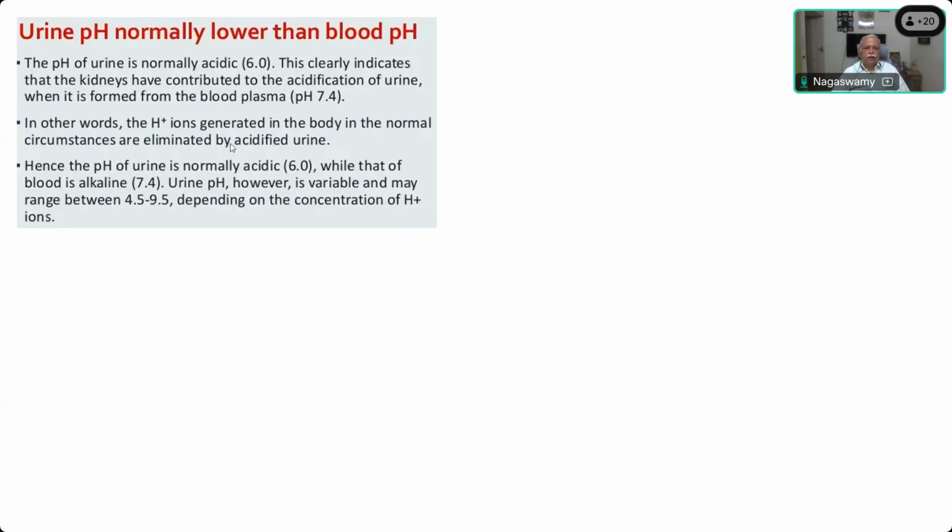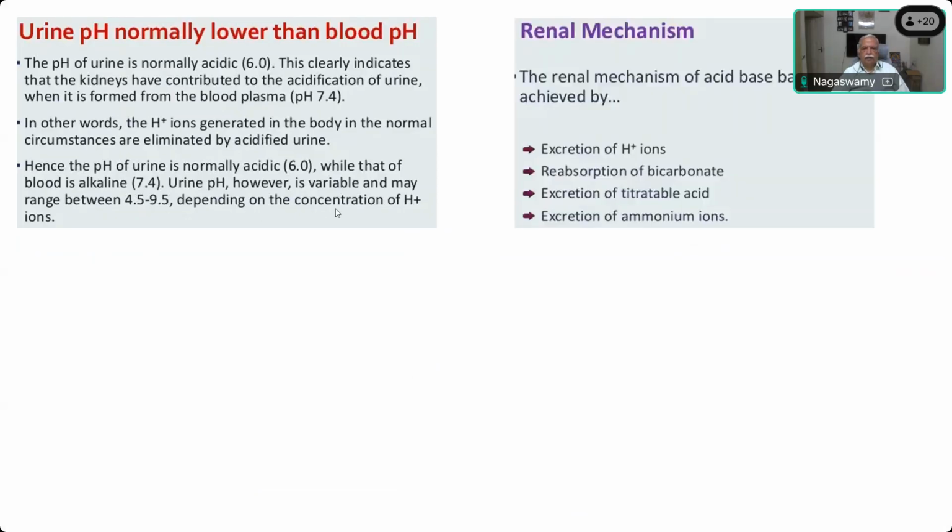So in other words, hydrogen ions generated in the body under normal circumstances are mainly eliminated by acidification of the urine. And hence the pH of urine is normally acidic, while that of blood is alkaline. Urine pH, however, is variable and may range between 4.5 to 9.5 depending on the concentration of hydrogen ions. The main mechanisms by which the kidney helps are excretion of hydrogen, reabsorption of bicarbonate, and excretion of other titrable acids and ammonium ions. This is another important mechanism.